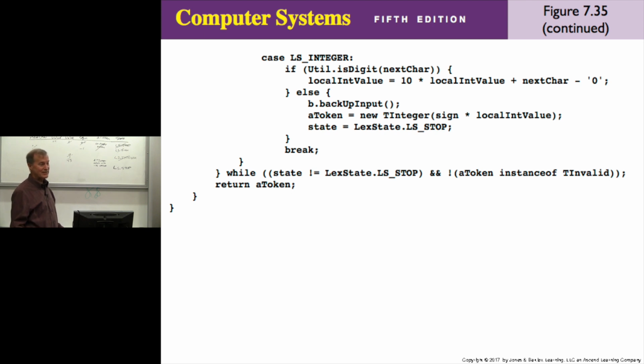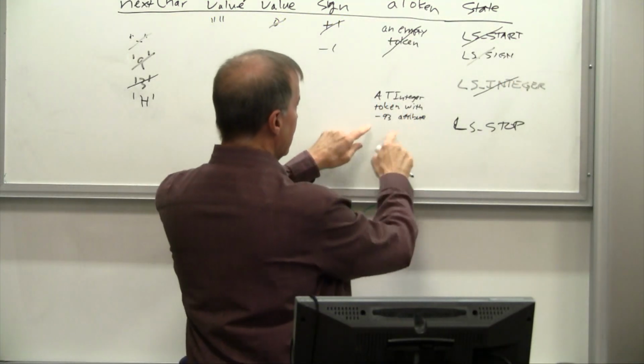We don't even have to check, because state not equal to LS stop is false. It doesn't have to check the other one. We break, so we stop out of the loop, and what do we return? We return this token.